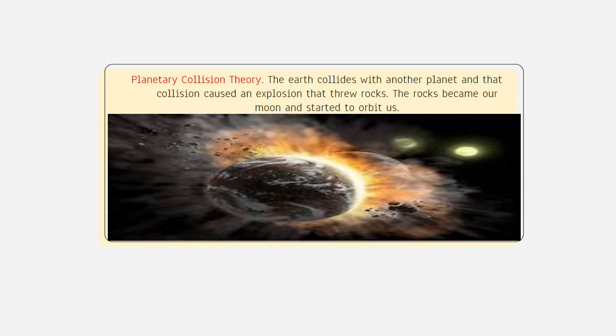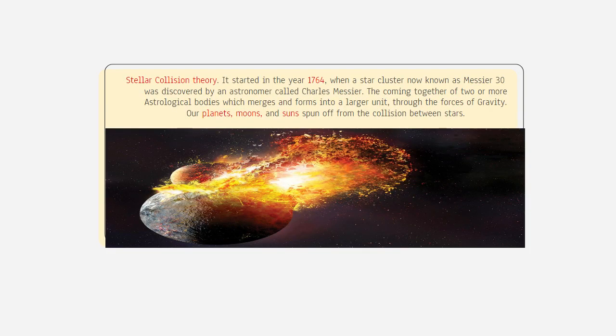So, next one, we have the stellar collision theory. It started in the year 1764 when a star cluster known as Messier 30 was discovered by an astronomer called Charles Messier. It is the coming together of two or more astronomical bodies which merge and form into a larger unit through the force of gravity. Our planets, moon, and suns spun off from the collision between the stars.